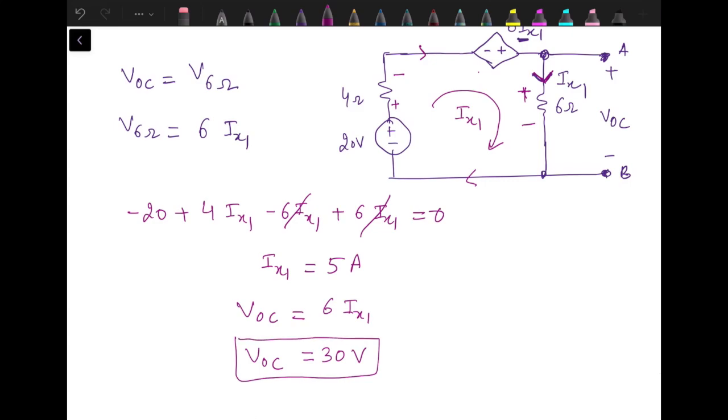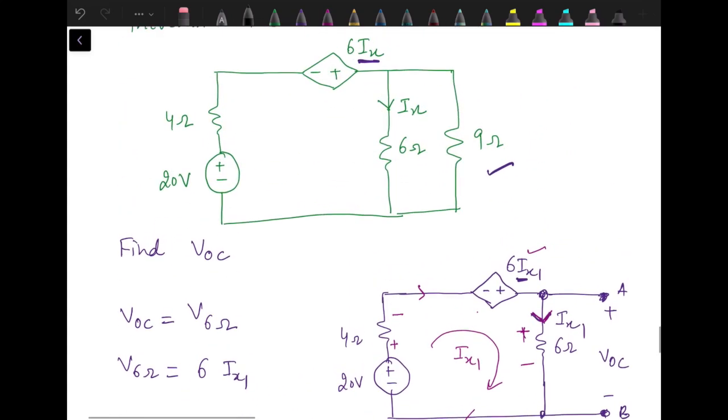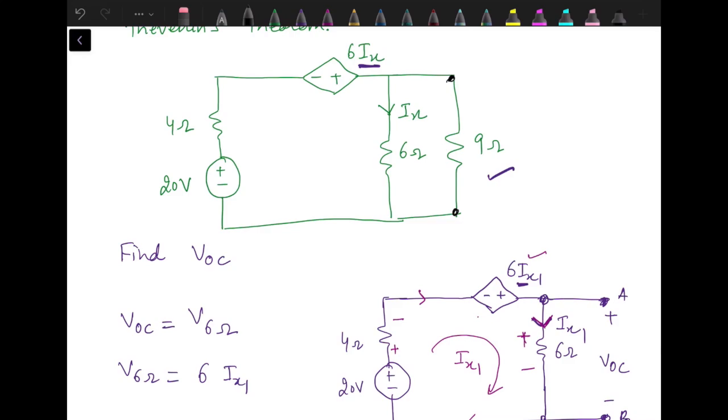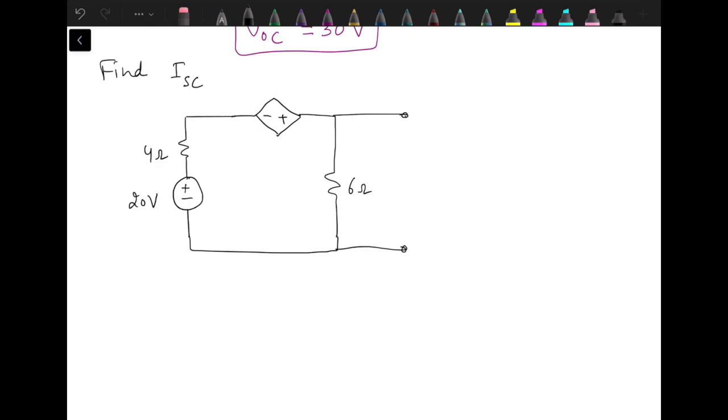Now the second step, after finding the open circuit voltage, is to calculate the short circuit current. To calculate short circuit current, we need to redraw the circuit again. The load resistance terminals should now be replaced by a short circuit. Let's draw the circuit again. We have a 4 ohm resistance in series with a 20 volt source, and here we have a dependent source and a 6 ohm resistance. These are the load terminals, A and B, which we need to replace by a short circuit, and we will be calculating the current over here. Now this short circuit is in parallel with the 6 ohm resistance.